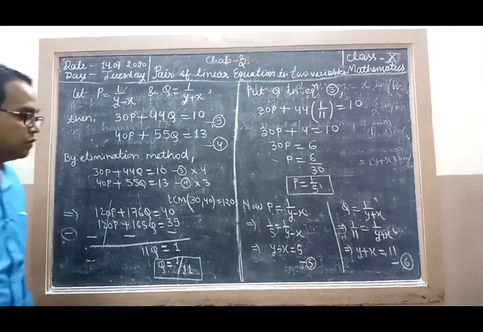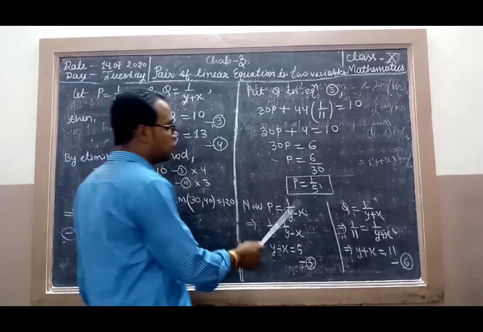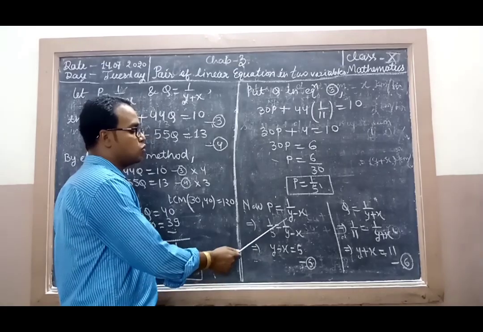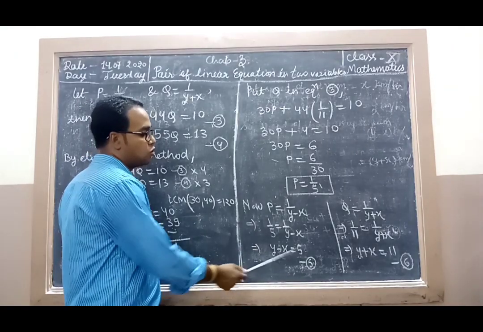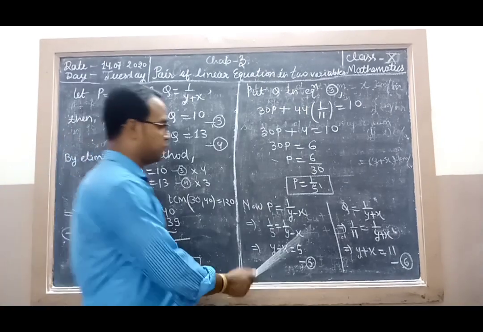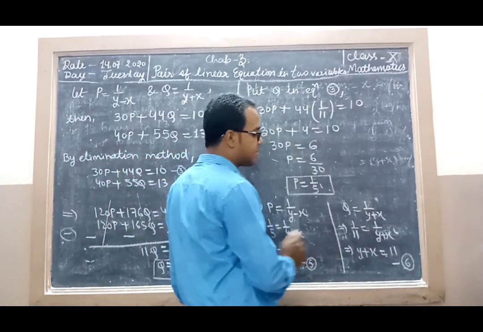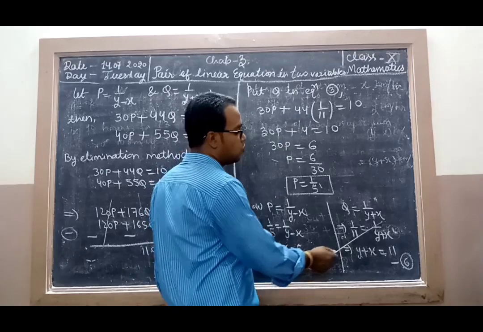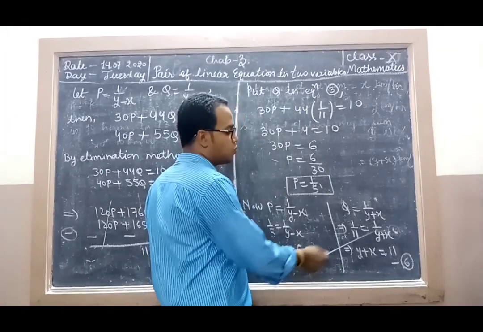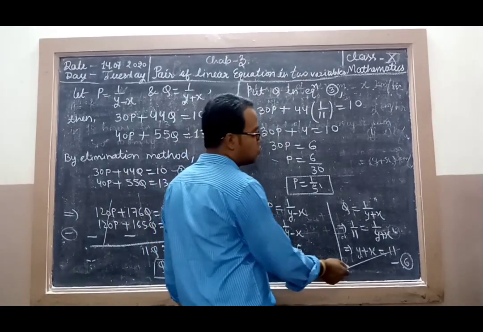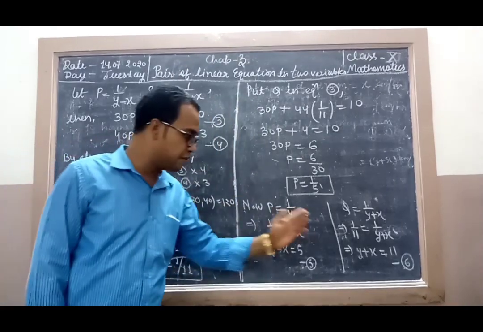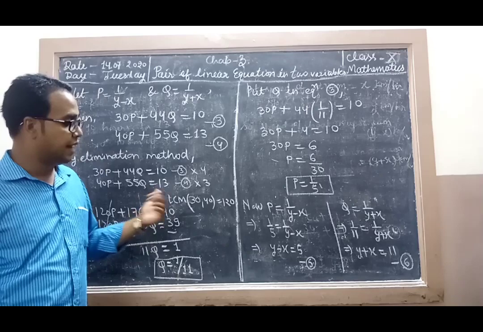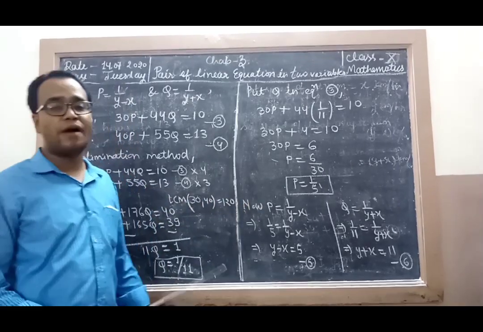Now P is equal to 1 upon y minus x. It means 1 upon 5 is equal to 1 upon y minus x. On cross multiplication, y minus x equals 5. Equation 5. Q is equal to 1 upon y plus x, so 1 upon 11 equals 1 upon y plus x. On cross multiplication, y plus x equals 11. Equation 6. Now we solve equation 5 and equation 6 and get x and y, which is our required solution.